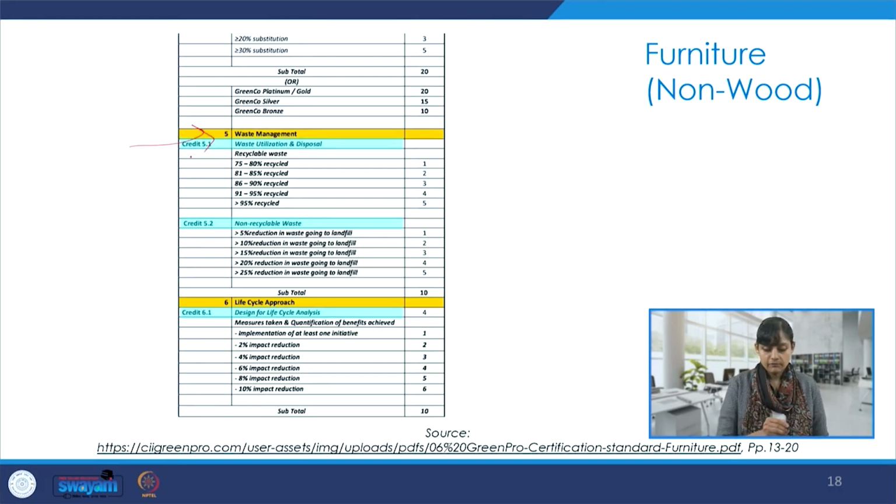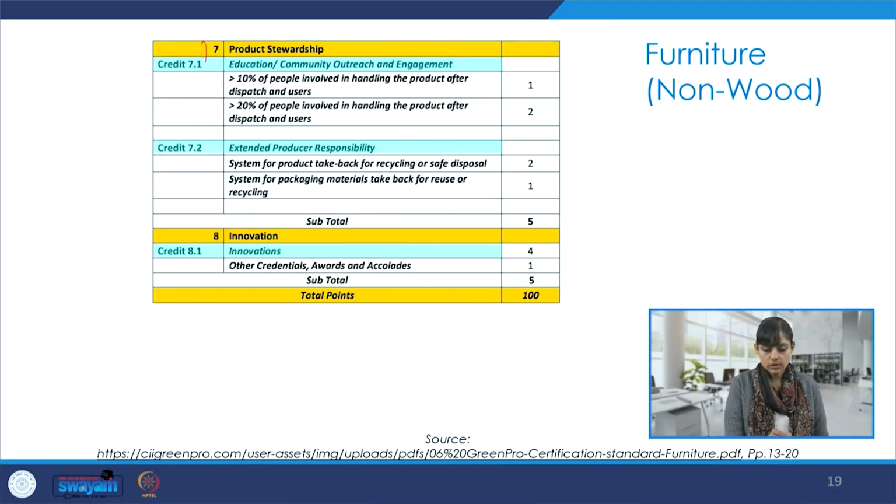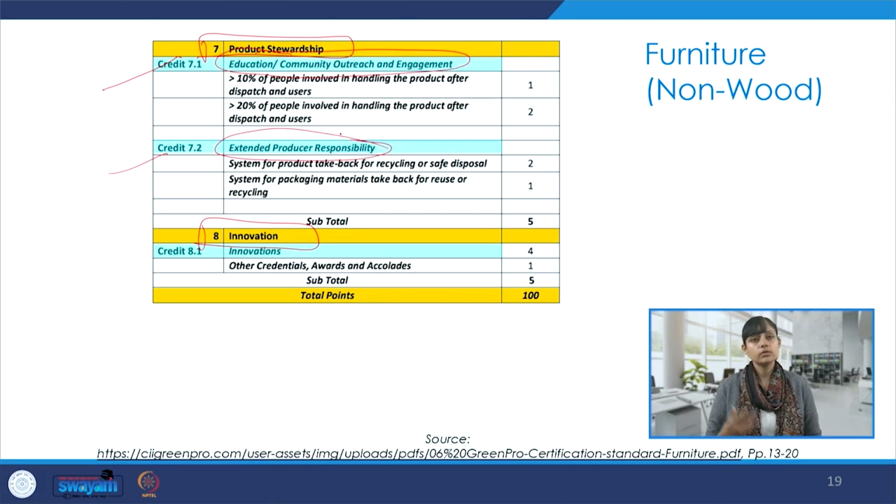There is also emphasis on waste management. The sixth important point is the life cycle approach, and there are sub-parameters and credit points associated with that. We are also talking about product stewardship and innovation, and they also have important credits. Credit 7.1, this emphasizes education, community outreach and engagement. 7.2, extended producer responsibility, and of course there is credit 8.1 which talks about innovations. So these are all very important discussions that we are having today, and it makes a total of 100 points in this entire tally.